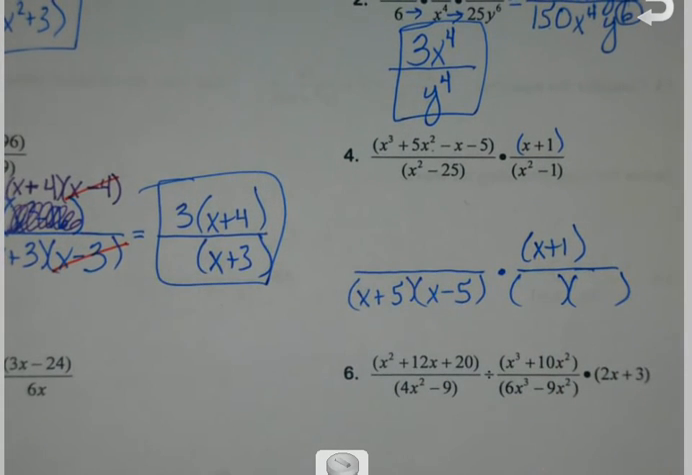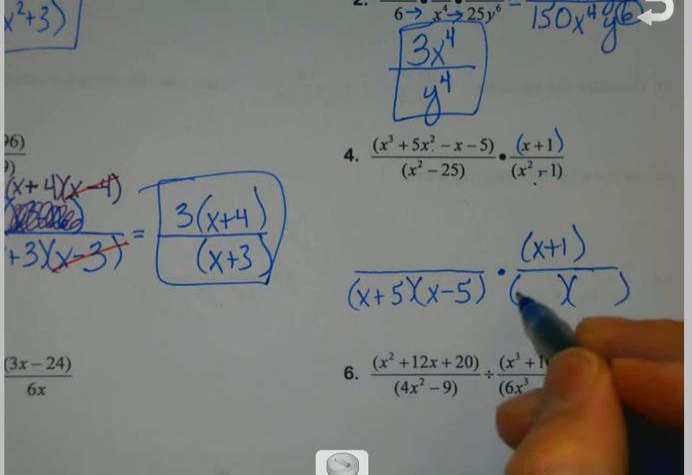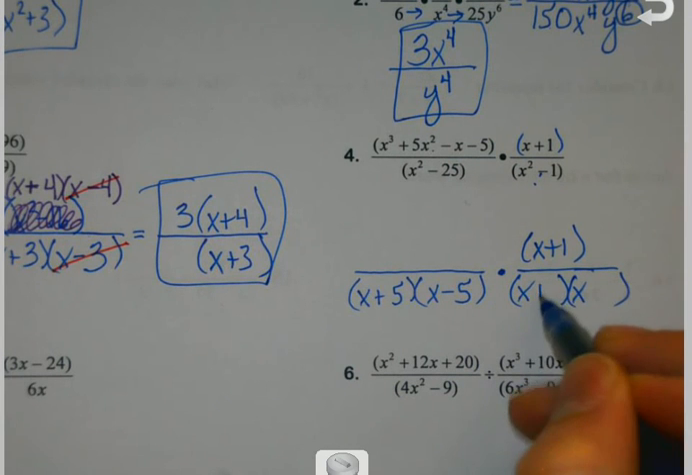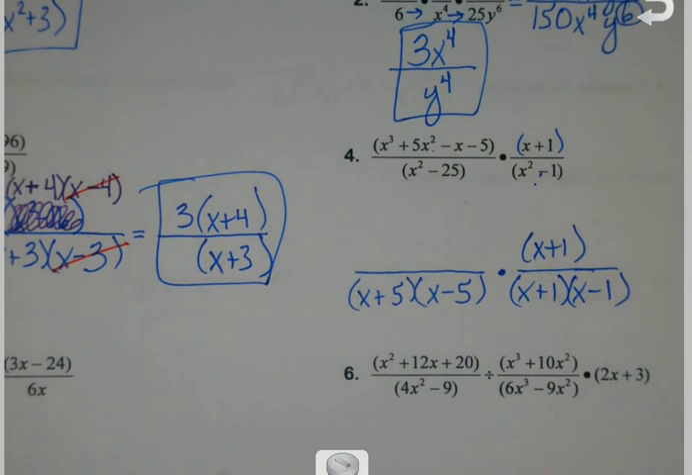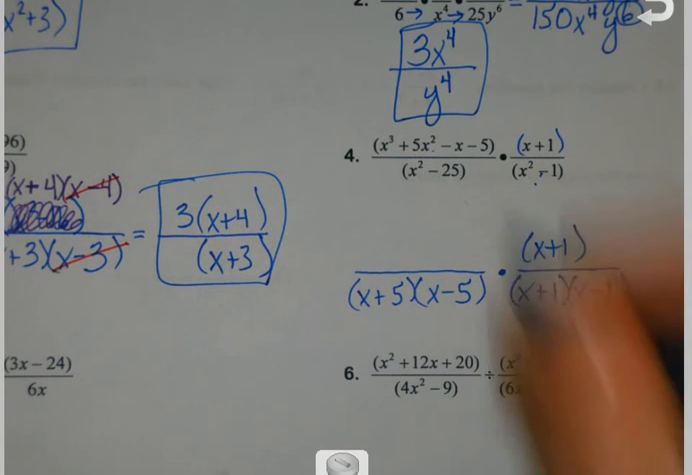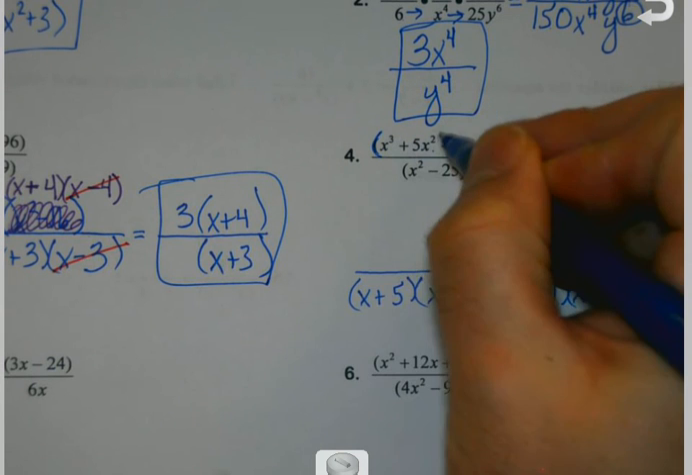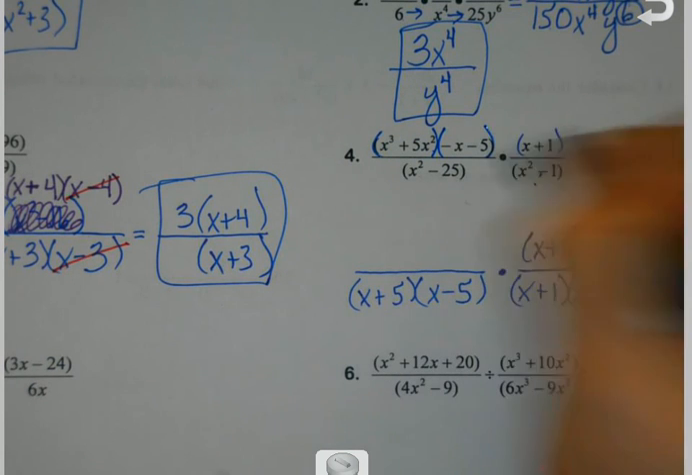Oh, excuse me. Thank you. And then what about my denominator? Minus 1 and plus 1, because that's what I square to get 1. So let's go back to number 4 for a second. This is a little crazier. Because here's what I've got to remind myself of with this one. When we have 4 terms, we're going to pair them off.